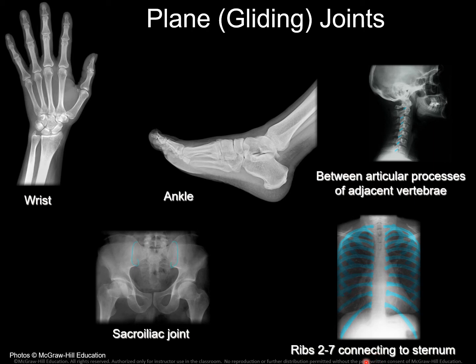All right, and then ribs 2 through 7. All the rest of your ribs except for your false ribs. So basically all of your true ribs except for rib number 1 have that direct connection to the sternum, and these are plane joints. These are synovial joints.